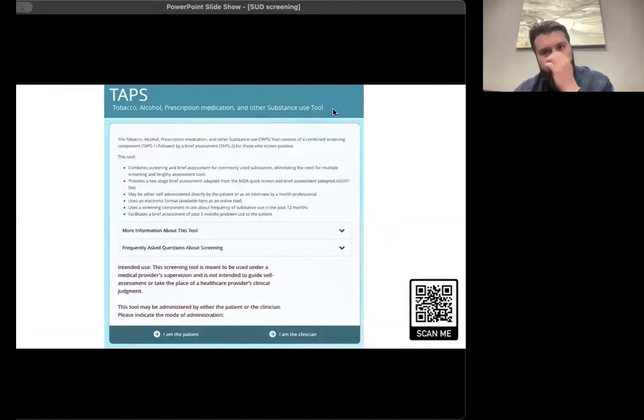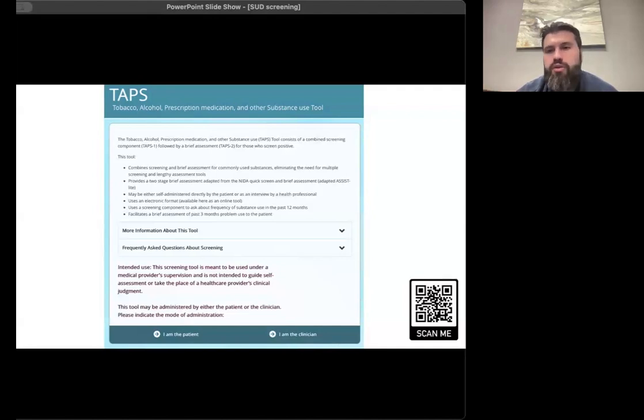So the one that I would probably end up using if I was in primary care is this TAPS tool, which does the screen as well as a brief assessment. And it does it for both alcohol and all other substances as well. If you scan this QR code, what's really cool is it's like an iPad website, almost like an iPad app. And you just click on the bottom if you're the patient or the clinician, and you just start answering questions. You push a button, and it starts going through the series of questions that are on this TAPS questionnaire.